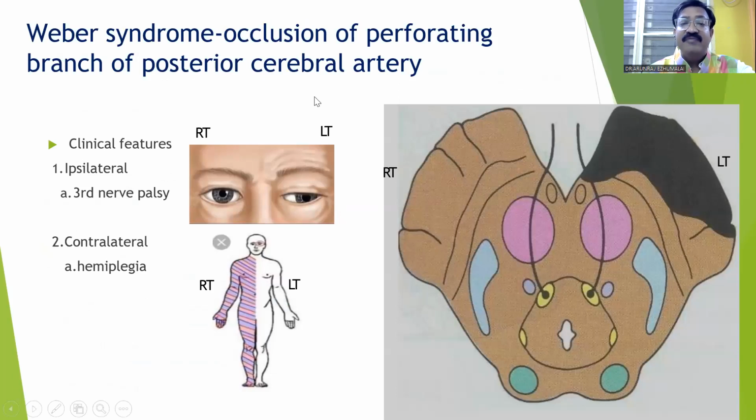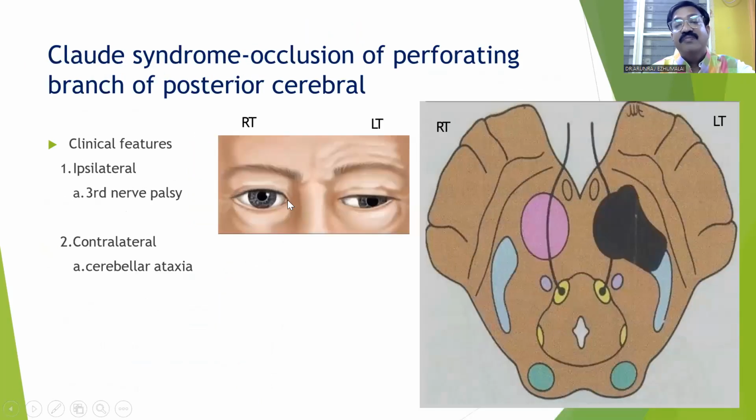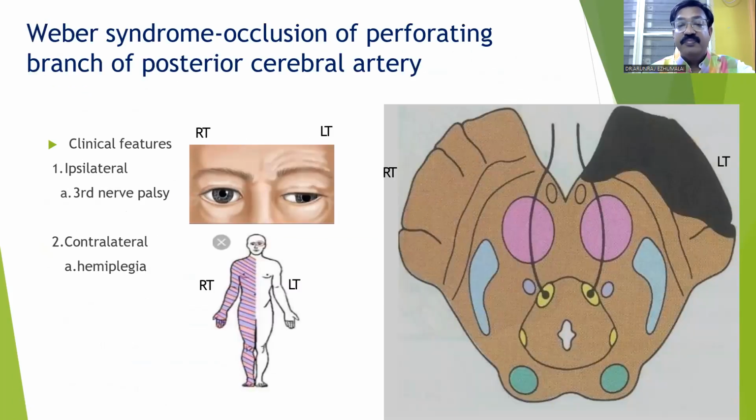So Weber syndrome: the patient has ipsilateral 3rd nerve palsy and contralateral hemiplegia. For example, in this patient, this eyeball is not able to adduct, because adduction is by the 3rd nerve. Abduction is by the 6th nerve. So 3rd nerve palsy with contralateral hemiplegia, suspect Weber syndrome. Just remember one point: if they ask what is Weber syndrome, it is 3rd nerve palsy with contralateral hemiplegia.